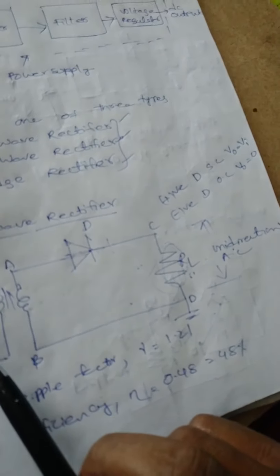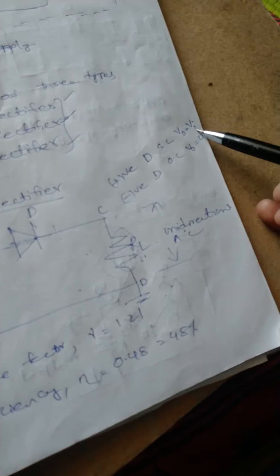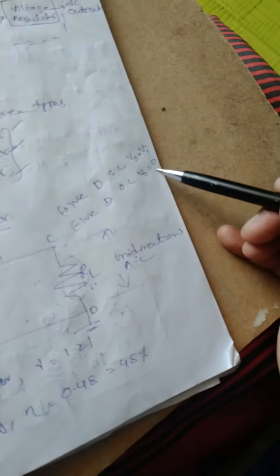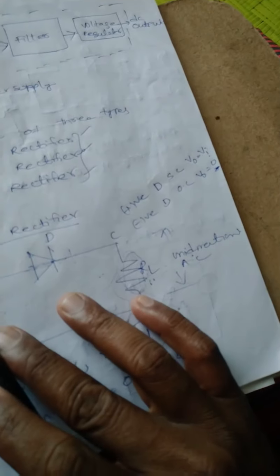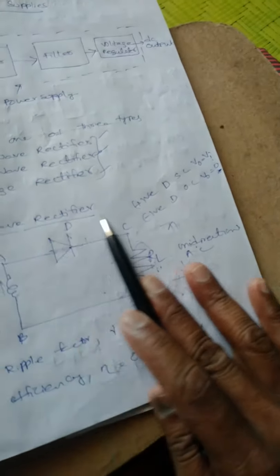So now we are applying a full cycle. Here only for half cycle we are getting output. For the remaining half cycle we are getting 0 output. Hence I have named it a half wave rectifier.